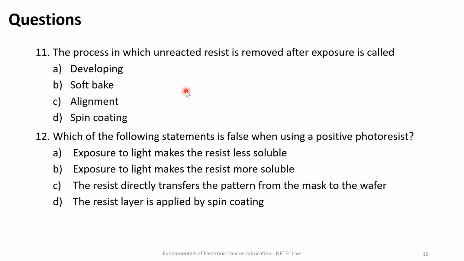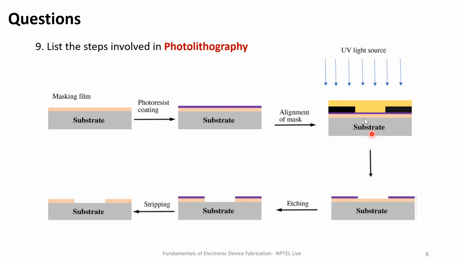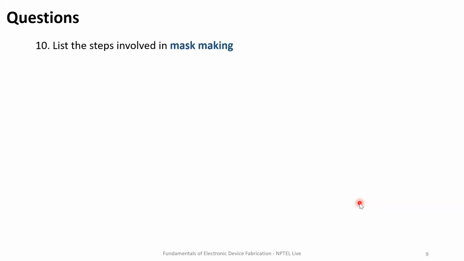So the next question is: the process in which unreacted resist is removed after exposure is called? So we applied the resist, we give light to it, it becomes active, then we remove it using a particular process, right? It was mentioned in that figure. The options are developing, soft bake, alignment, or spin coating. The process in which unreacted resist is removed after exposure. This particular region has to be removed, right? So what is that process? Whenever photoresist is removed using a particular chemical, what is that process called?